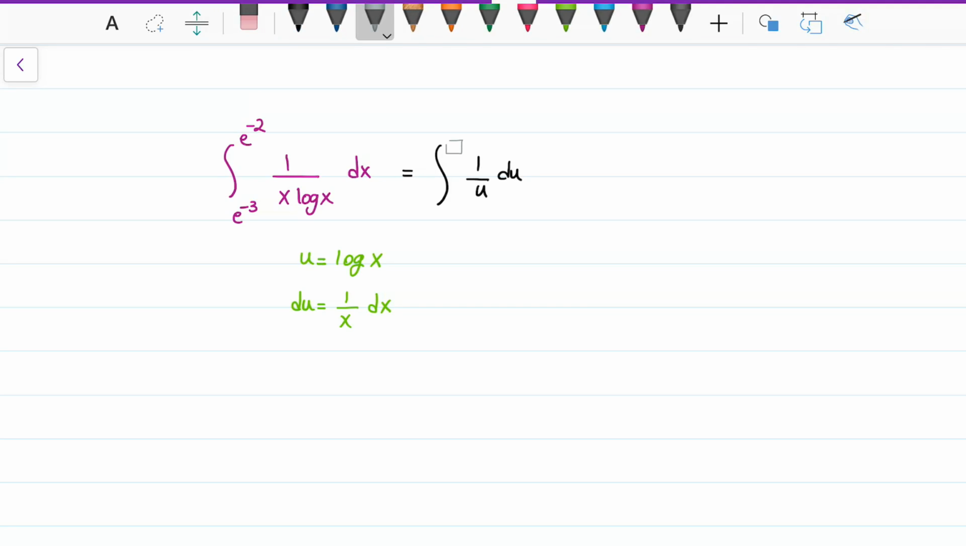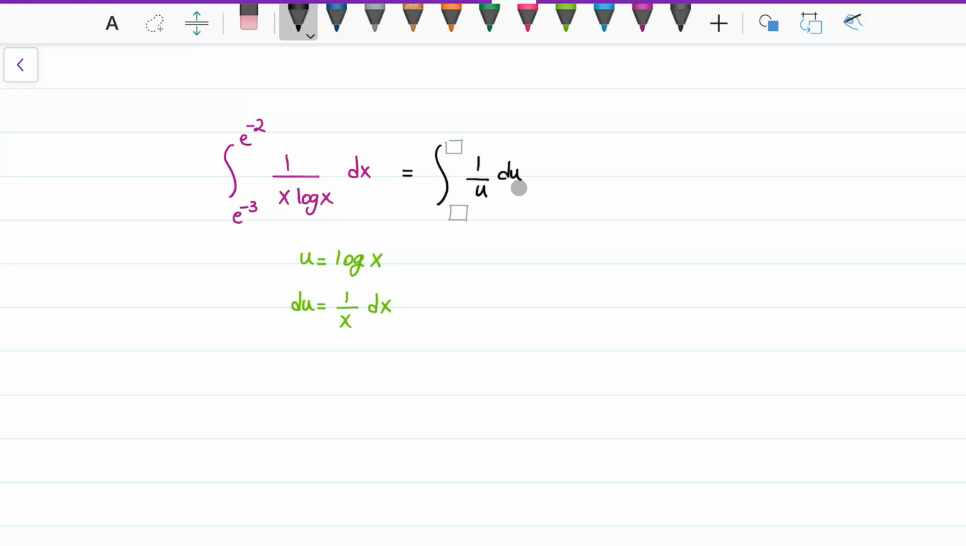I'm not going to write the bounds in here, but I just need to remember that at the end of the integral, when I replace my function back, I need to use the bounds. Okay, so I just solve the integral.